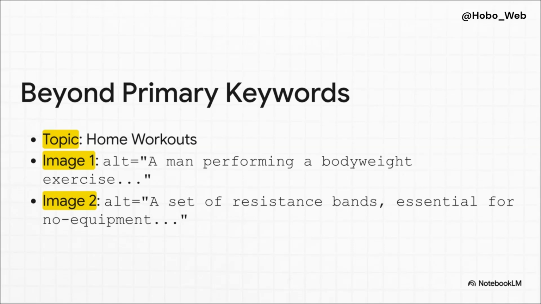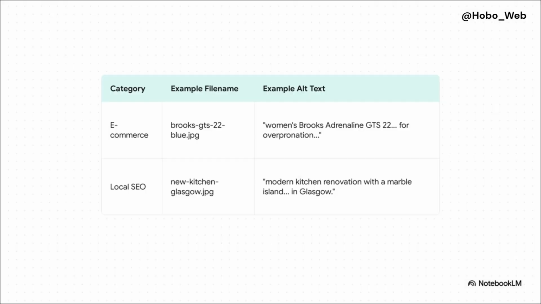No, you use them to target related ideas. So one image can describe a bodyweight exercise for chest strength, while another one focuses on no equipment home workouts. See? You're building a much richer, more detailed picture of your topic for the search engines. And this is where it gets really powerful, especially for businesses.